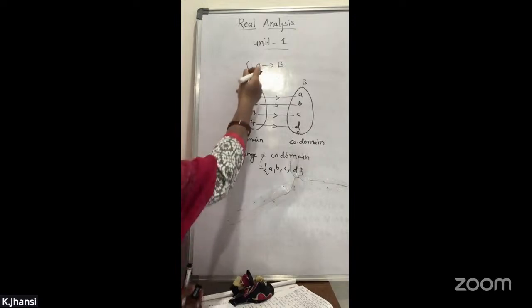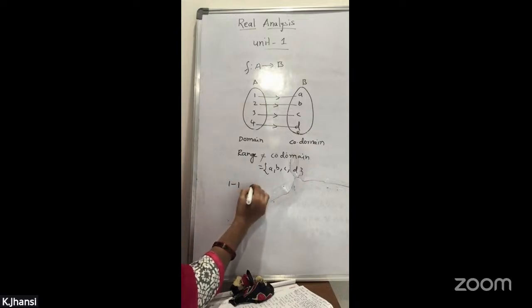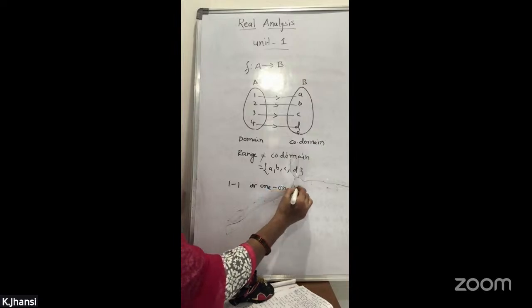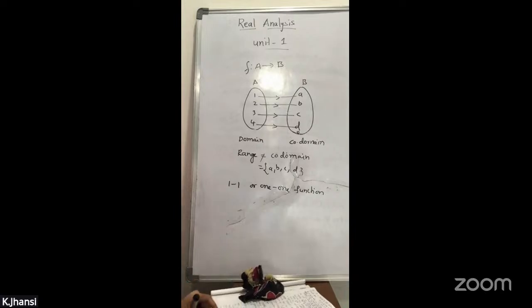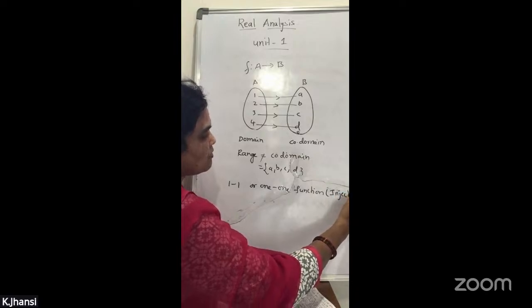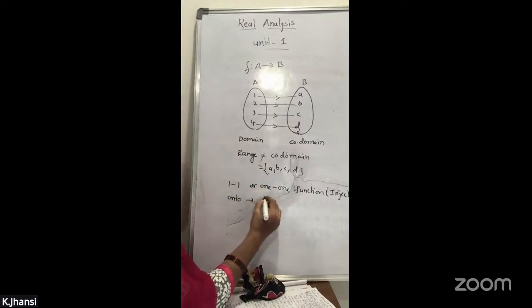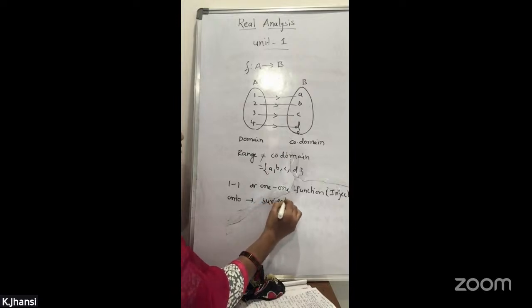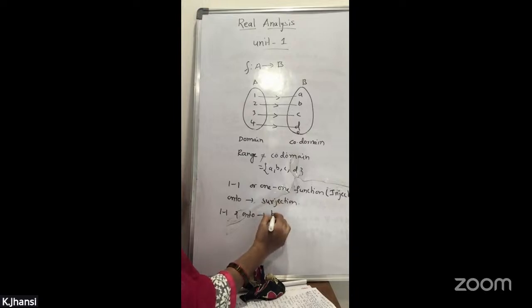If a function satisfies only one condition, that is a one-to-one function, as it will also appear in the textbook. A one-to-one function we call an injection. And if a function satisfies only the onto condition, then we call it a surjection. If it is both one-to-one and onto, then we call it a bijection.